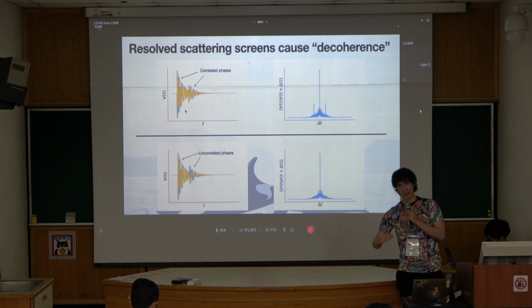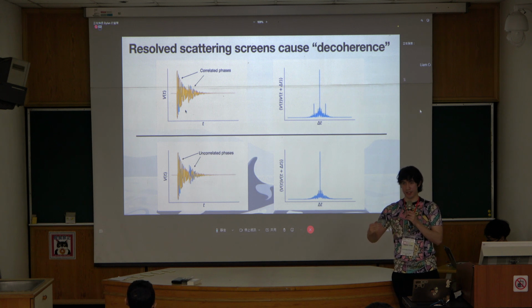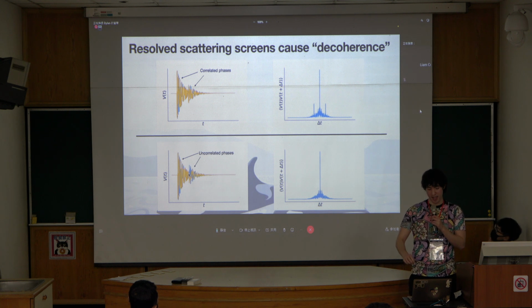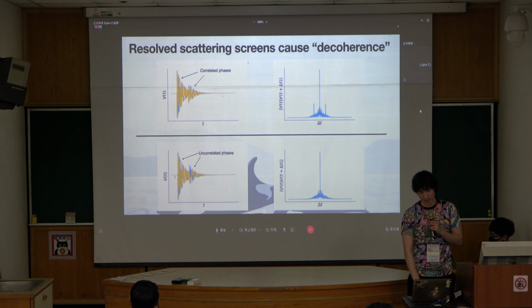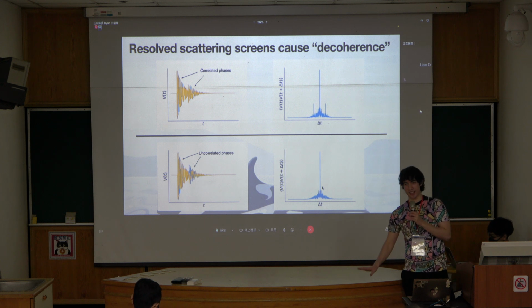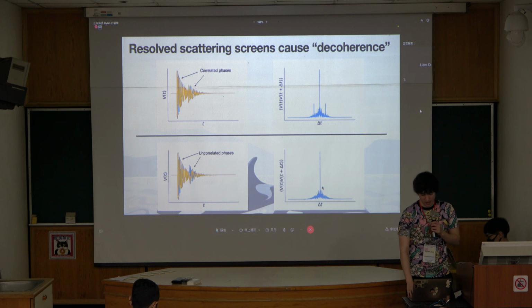Now, if you have a scattering screen, and if this scattering screen is resolved by the gravitational lens, the effect is that the lensed echo is now going to have completely uncorrelated phases, right? Because it's probing a completely distinct region of the scattering screen. And now if you do this autocorrelation, this additional peak disappears, right? So it becomes harder to detect lensed echoes when you have scattering screens.